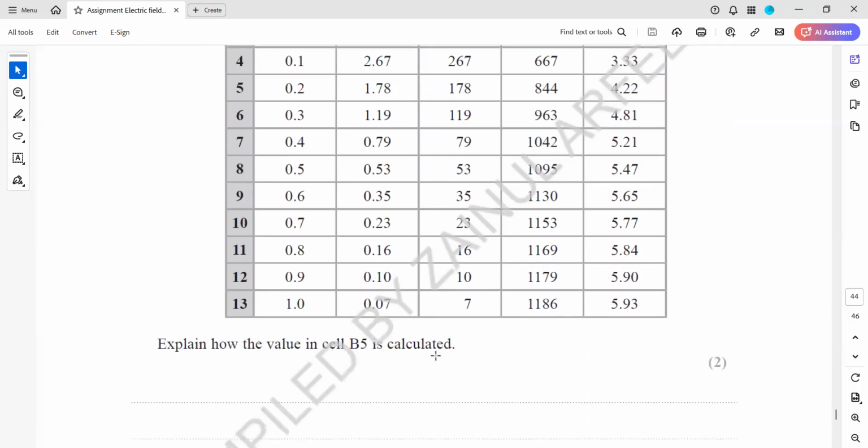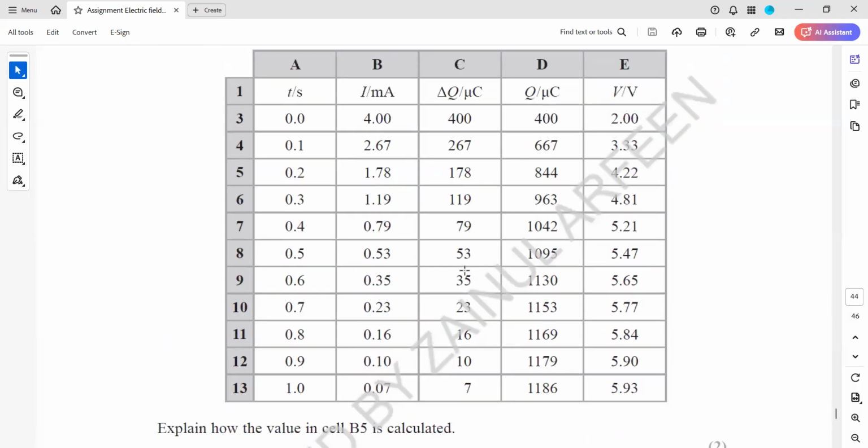How is the value of cell B5 calculated? So what is cell B5? This is cell B5. How did we get the value of this?